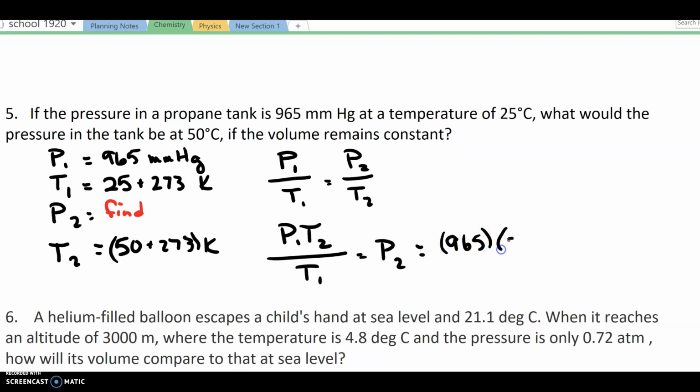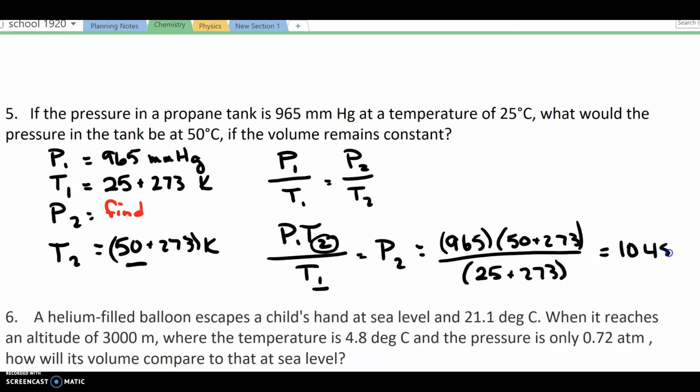965 times 25 plus 273, and over, whoa, that's not right. Got carried away there. My second one was 50, wasn't it? That's T2. T2 was 50. And this is T1. That's 25 plus 273. And I got 1045 millimeters of mercury as my new pressure.